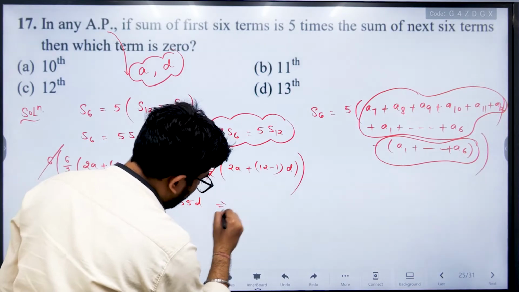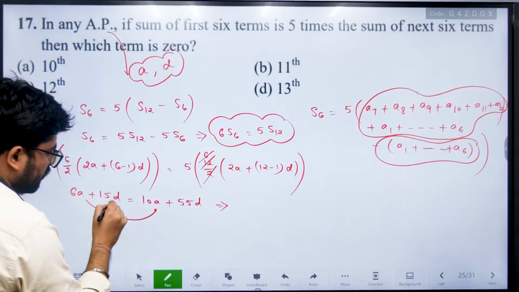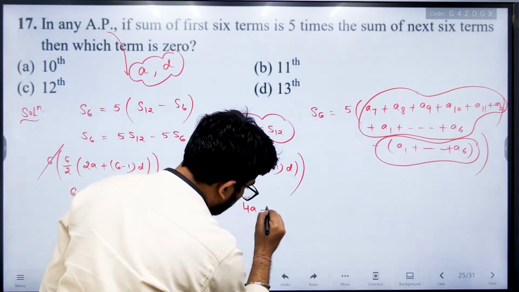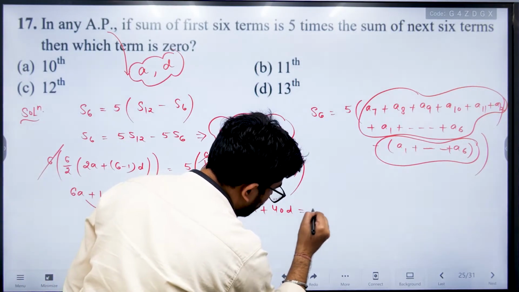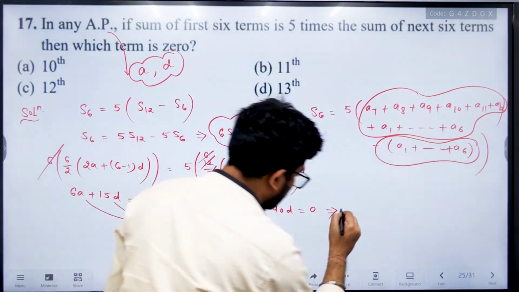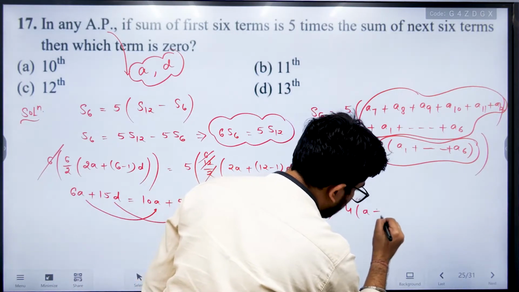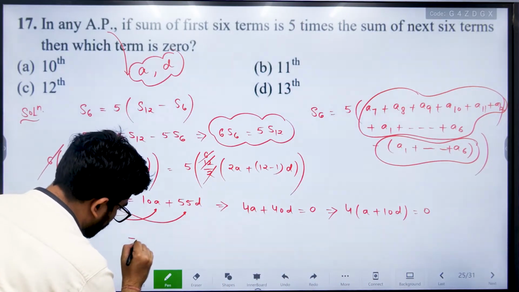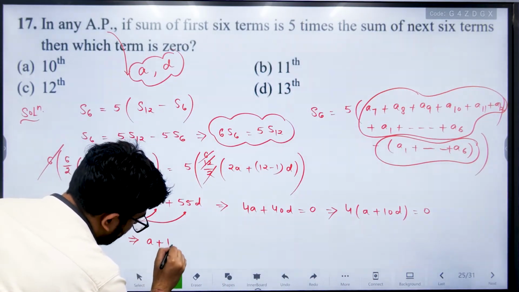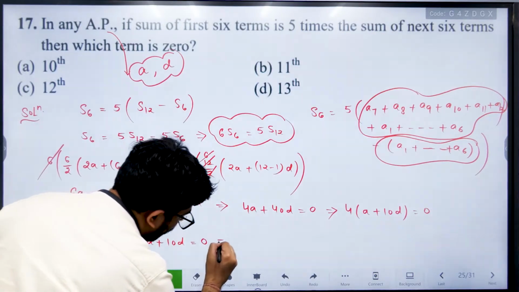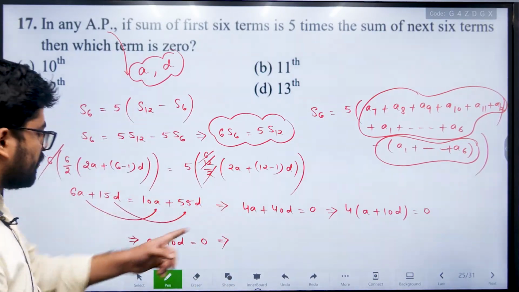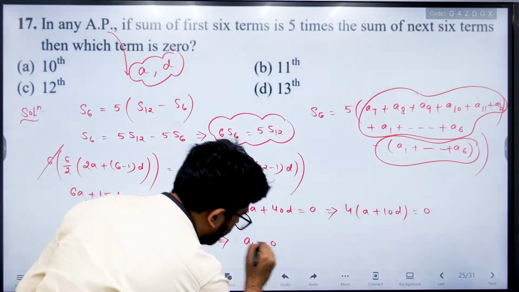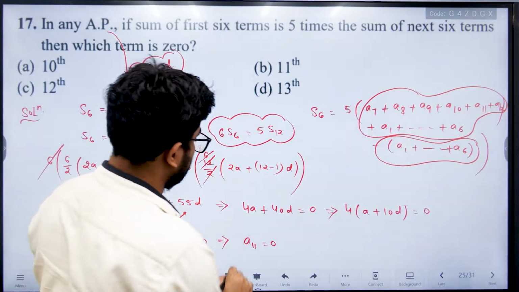So when you simplify it, you will get 4a plus 40d is equal to 0. And this thing is 4 into a plus 10d is equal to 0. So 4 cannot be 0, so it means a plus 10d is equal to 0. And a plus 10d is the 11th term. So the 11th term is equal to 0.